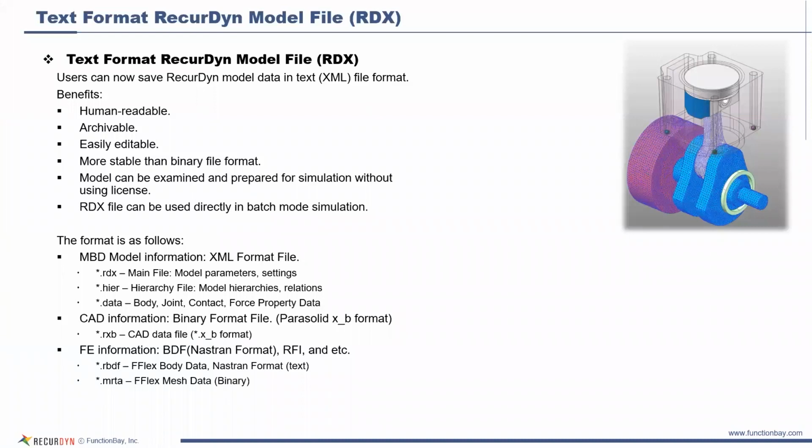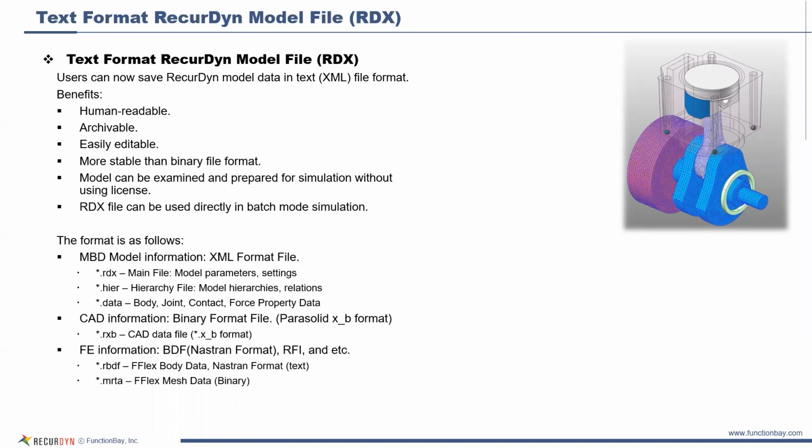So one of the main enhancements in the new version is that RecurDyn models can now be saved in a text format file. The benefit of this is that when they're saved into the XML file format, these files are more readable and archivable. They can be easily edited. They're also more stable than the binary file format. And the model can be examined and prepared for simulation without using a license.